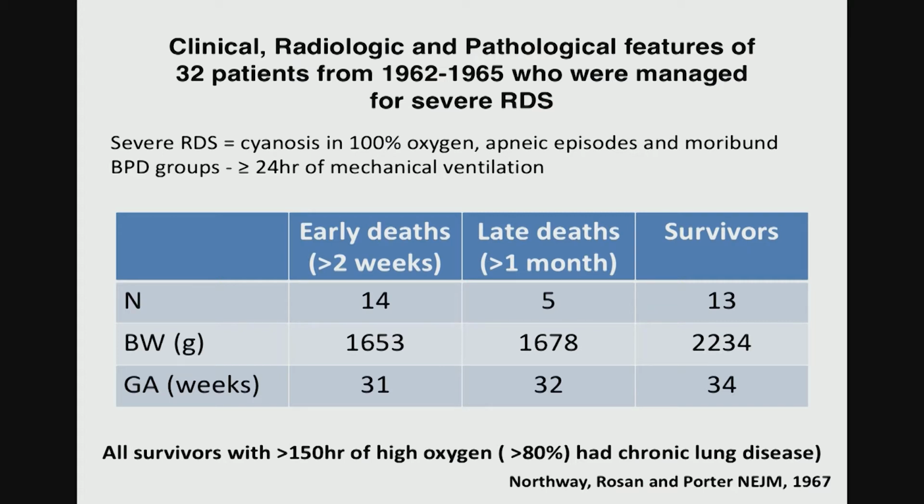Basically, these were kids with severe RDS on 100% oxygen who were apneic and moribund. And the BPD group were those that were then put on a ventilator for greater than 24 hours. And in this first report, there were early deaths within the first 2 weeks, less than 2 weeks, in 14 babies. Those were 31 weekers. There were late deaths at greater than a month. Those were 32 weekers. And some of the babies actually survived, and those were 34 weekers. All the survivors were on greater than 6 days of very high oxygen to have chronic lung disease.